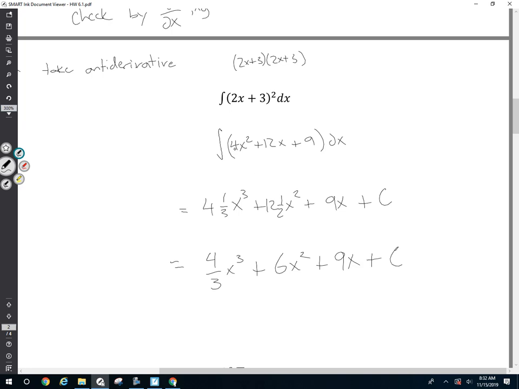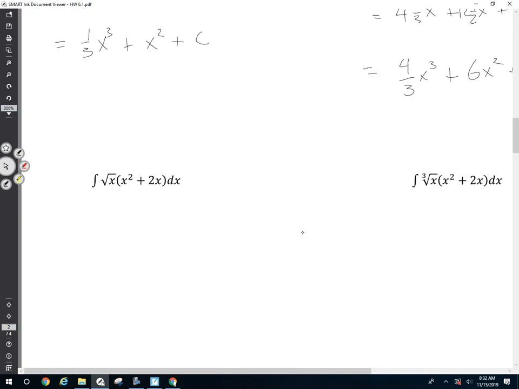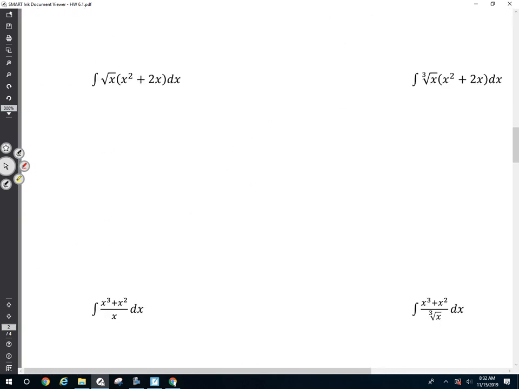Now, many of you will start to get used to this process, and you will be able to skip this middle step before the simplification. Okay, same here, we got to simplify first. We need to be able to multiply root x by x squared.